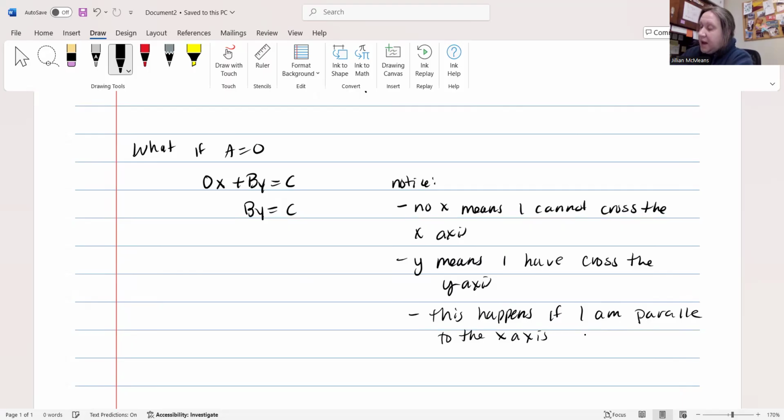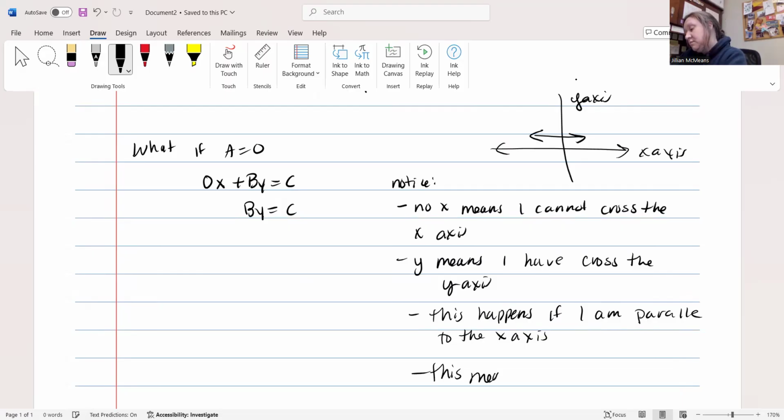Now, imagine the Cartesian plane again. We have the y-axis, we have the x-axis. I have to be parallel to the x-axis, which means I have to be horizontal, okay? So I have to be horizontal. All right, so that's all well and good.